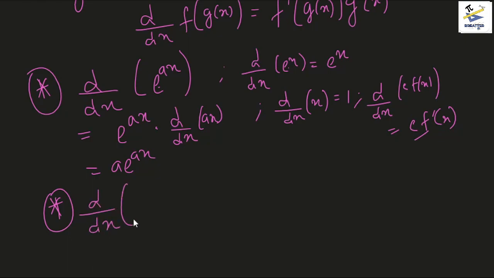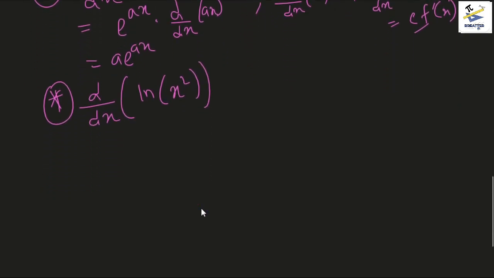d/dx of ln of, let's say, x squared. So how do we do this? Well, first we think what the d/dx of ln of x is, because the first function is ln of x, right? So d/dx of ln of x is equal to 1 by x, right? So pretend as if this function is ln of x, and we write the derivative as 1 by x squared. So do not directly write 1 by x, because you just need to pretend.